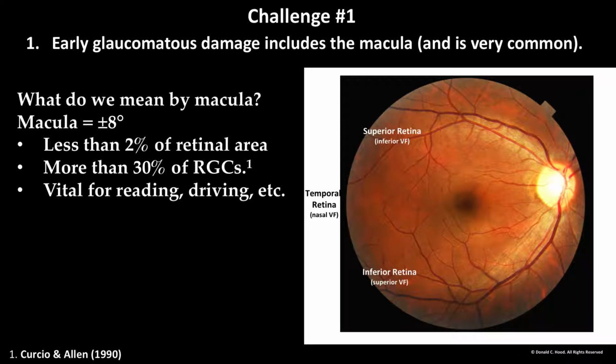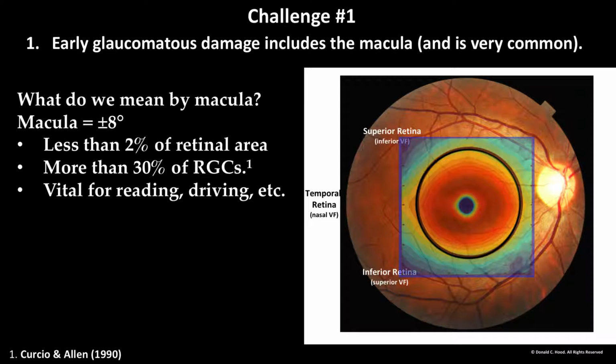So what do we mean by macula? Because different specialties define macula differently. For us, it's going to mean plus or minus 8 degrees. So on a fundus picture here, here's a circle with a radius of 8 degrees. In this region, which represents less than 2% of the retinal area, more than 30% of your retinal ganglion cells can be found. And as you know, this region is so vital for reading, driving, face recognition, and so on.